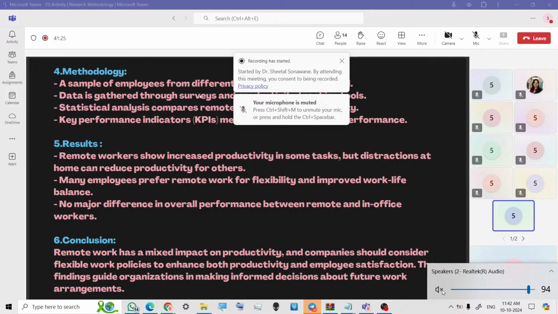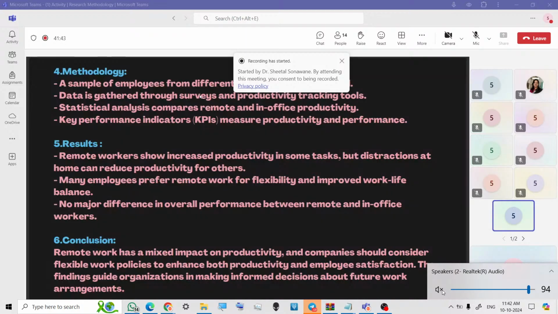Now we will see the result. The COVID-19 vaccine was shown to be 90% effective in preventing severe illness, while the impact of remote work on productivity was mixed, suggesting the need for flexible work policies in the future.